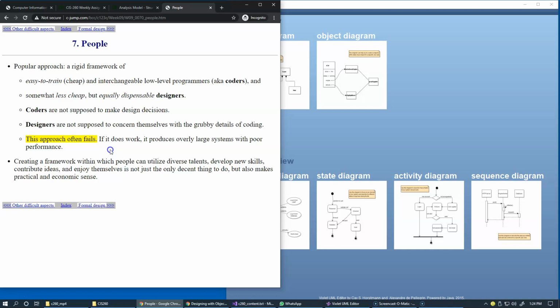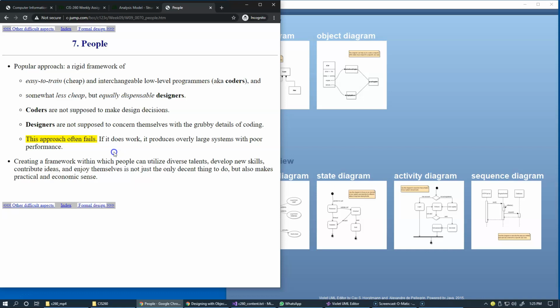This also creates a kind of bad chemistry, where the coders are not even supposed to attend design meetings and contribute their ideas. They're just a low-level programmer type of staff. And at the same time, the designers are not supposed to concern themselves with actually writing any code. They just make design decisions, contribute their ideas and delegate the tasks to the low-level programmers. So this approach is completely wrong.